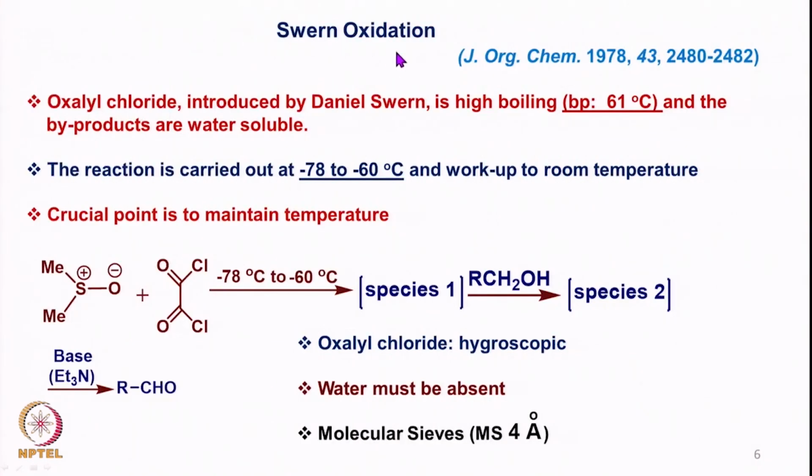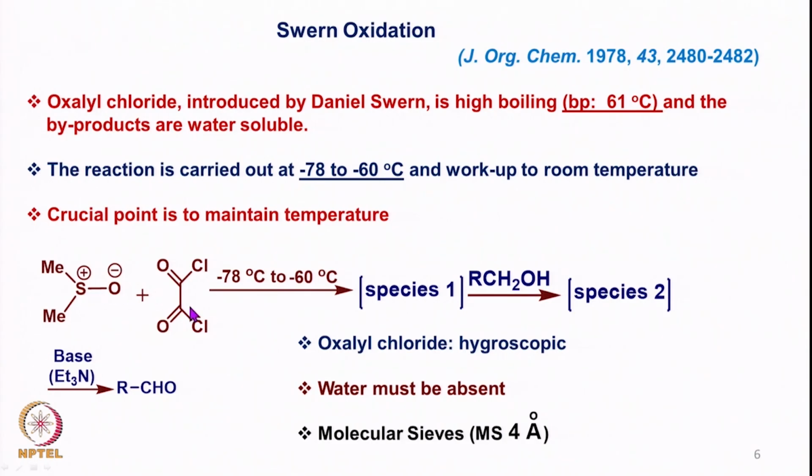Now we look at the Swern oxidation, where oxalyl chloride is used to activate DMSO. The oxalyl chloride has a low boiling point, around 61 degrees, and the byproducts are water soluble. The reaction was reported in 1978. The reaction is carried out at -78 to -60 degrees, and then workup is done at room temperature. The crucial point is of course to maintain the temperature.